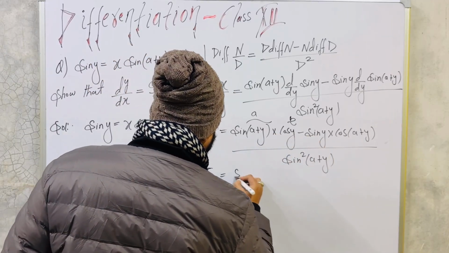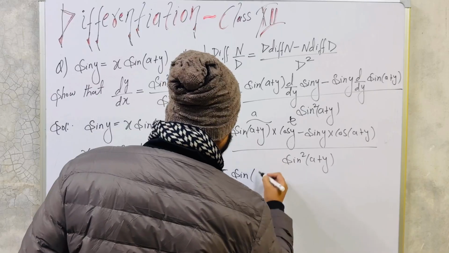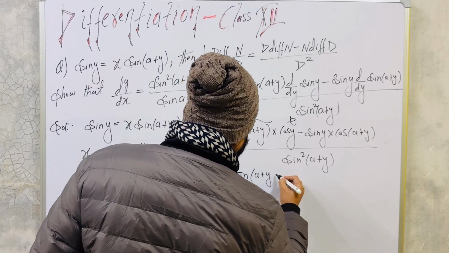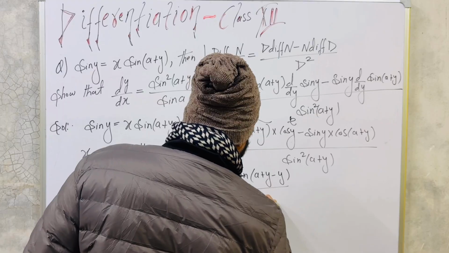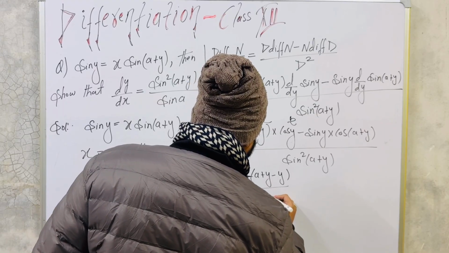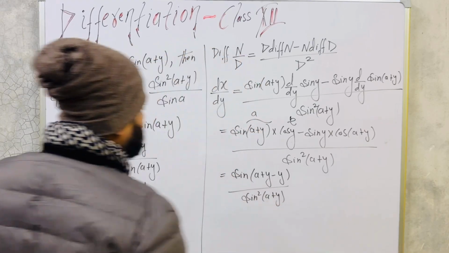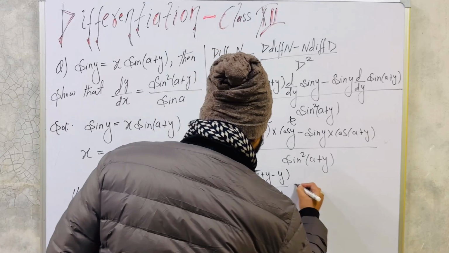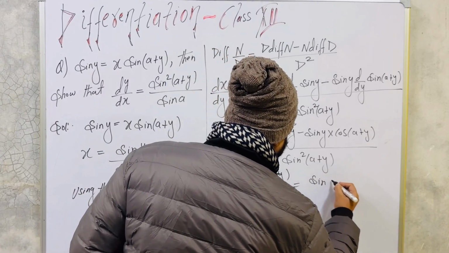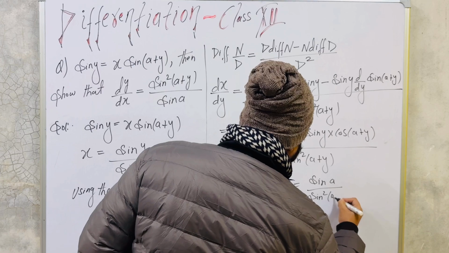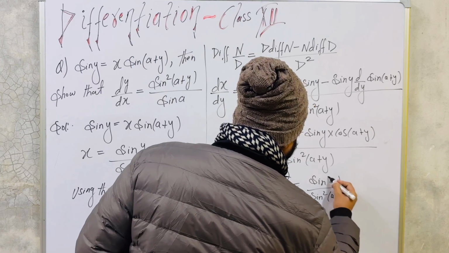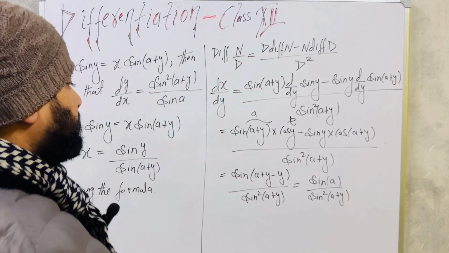This is the formula of sine a plus b, that is a plus y minus y upon sine square a plus y. Okay, now this is the sine a upon sine square a plus y. Okay, this is the dx by dy.